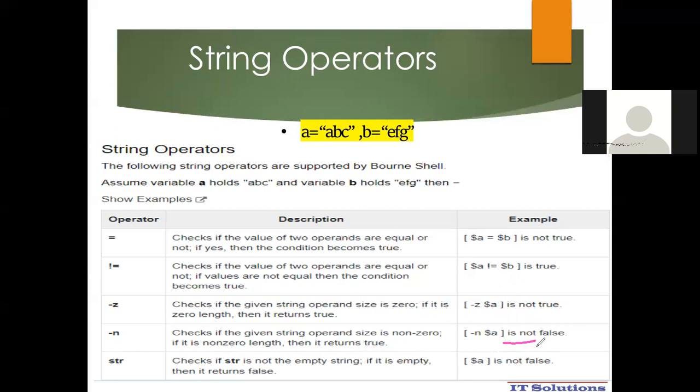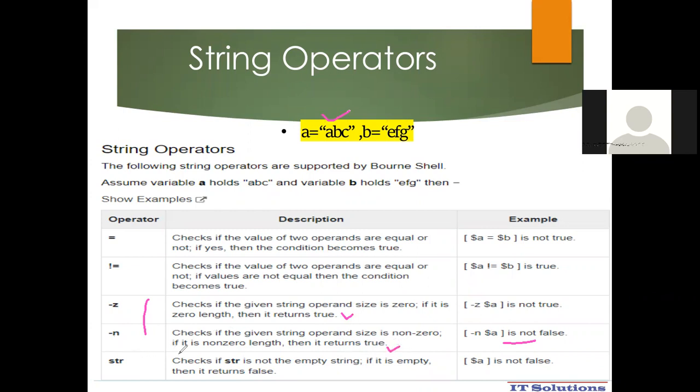Not false in the sense it is true, because our string is not having the size of 0. Okay, so the main difference between dash z and dash n is what? Dash z will check whether the string operand size is 0, and dash n checks whether the size of the string is non-zero. In case of dash z, if it is 0, it returns true. In case of dash n, if it is non-zero, then it returns true.